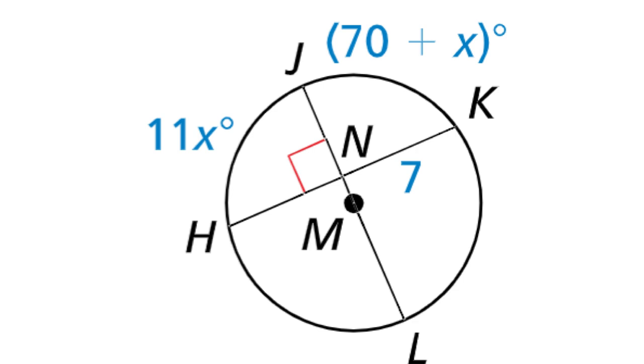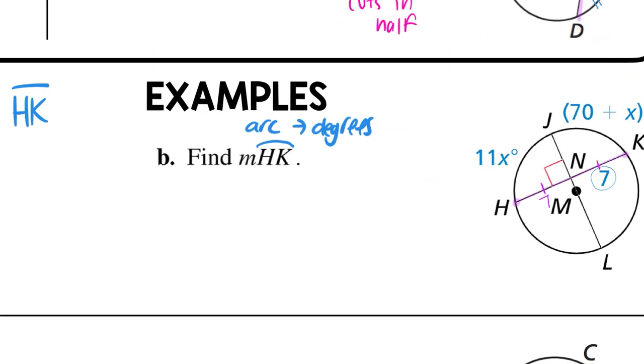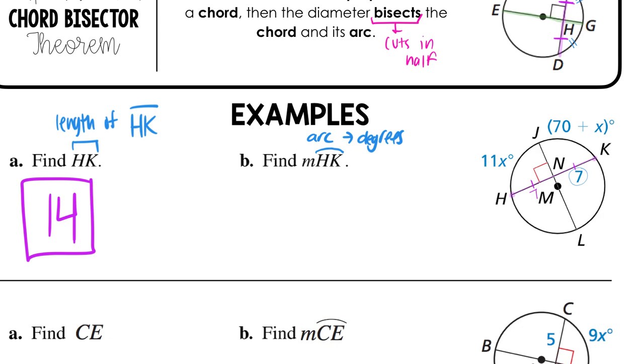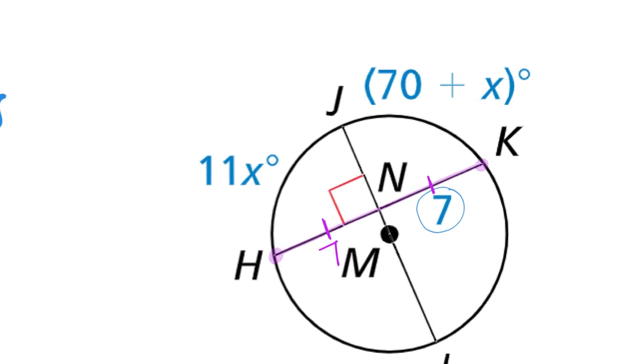So if we're looking at the segment HK, that goes from here all the way over to here. So we know that this piece is 7, and as we can see, this diameter is perpendicular to this chord. So that means that theorem is true. That means this piece is congruent to this piece. So this side would also be 7, which means the length of HK would have to be 14, 7 plus 7. And then we can do something similar to find the arcs here. So the arcs are also going to be congruent because of that theorem.